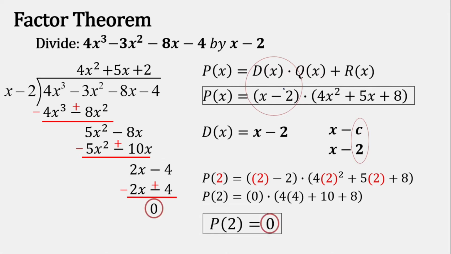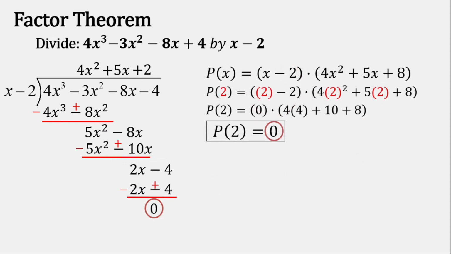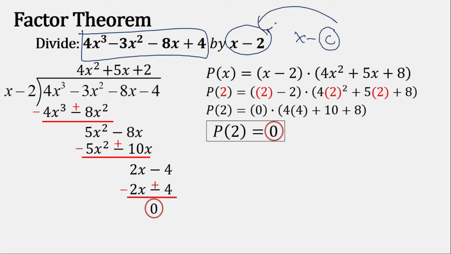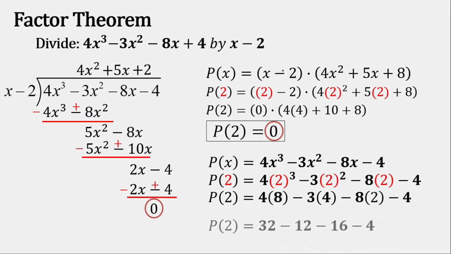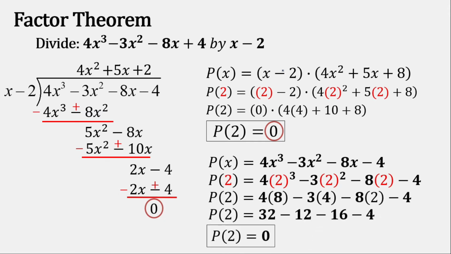Now let's try that on the polynomial itself. Let's try to substitute 2 here. Again, 2 comes from here, the value of c. So x minus c, so 2 is the value of c. So if we substitute 2, we get a value of 0. And that makes this one a factor of this.